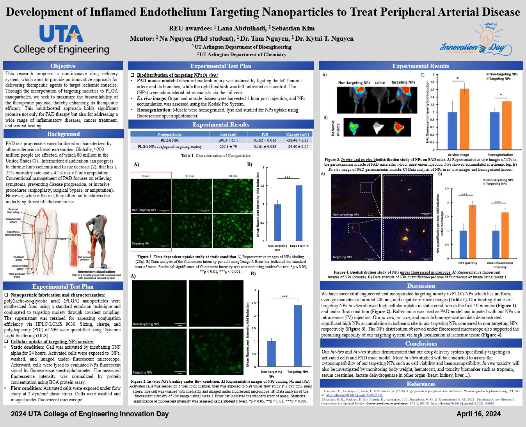biodistribution in vivo. Stage 1: PLGA nanoparticles are synthesized using a standard double emulsion technique, followed by conjugation to a targeting moiety through covalent coupling. The supernatant is preserved for assessment to compare its efficiency with that of uniform PLGA nanoparticles.